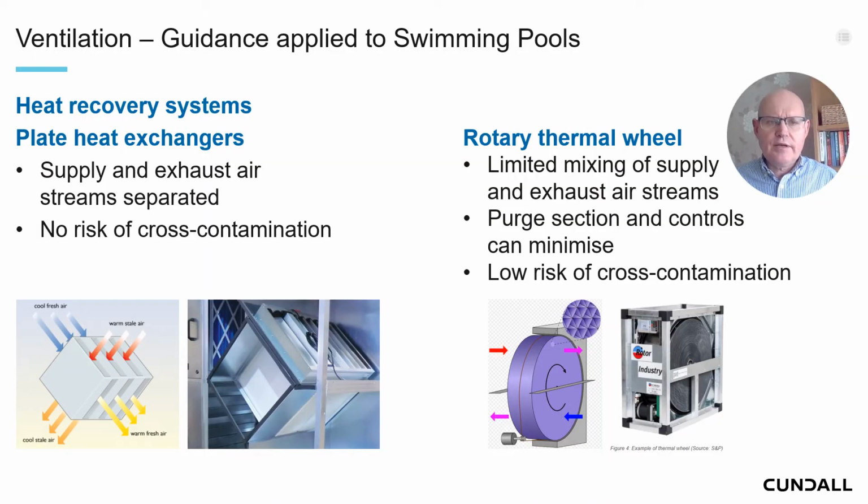And the final area is heat recovery systems. Most, if not all, swimming pool ventilation systems will incorporate some form of heat recovery. The two most common types: plate heat exchangers, which are fairly straightforward, two separate supply and exhaust streams completely separated by solid plates. So there's absolutely no risk of contamination in that type of system between the exhaust air and the fresh air supply air. The second type is a rotary thermal wheel.